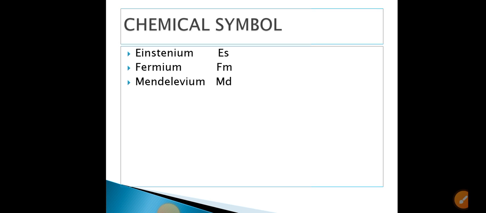Similarly, some of the elements get their symbols based on a scientist's achievement. For example, because of Einstein, the element is named Es, called Einsteinium. And we have fermium, Fm, and mendelevium, Md, named after the famous chemist Mendeleev, who designed the periodic table.